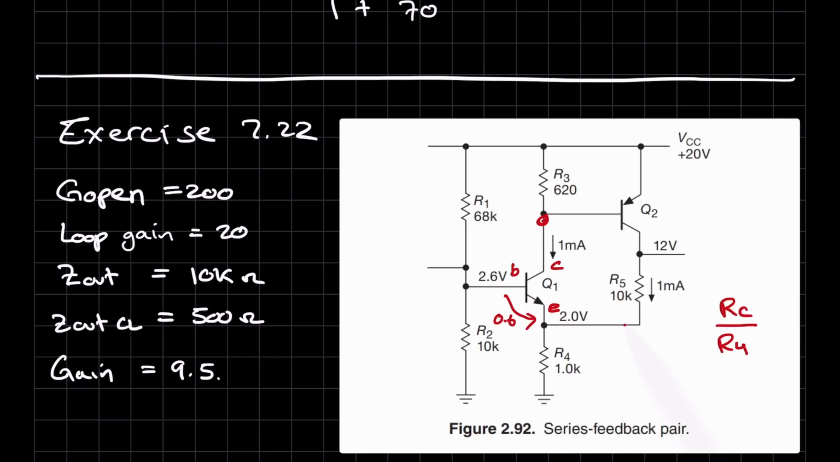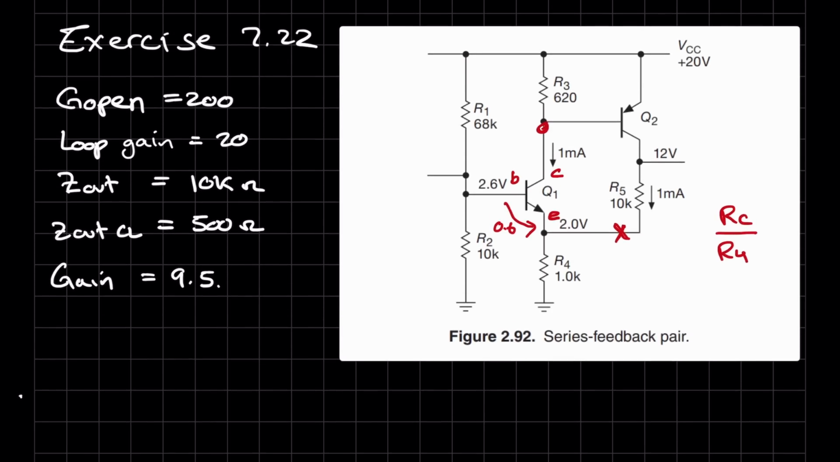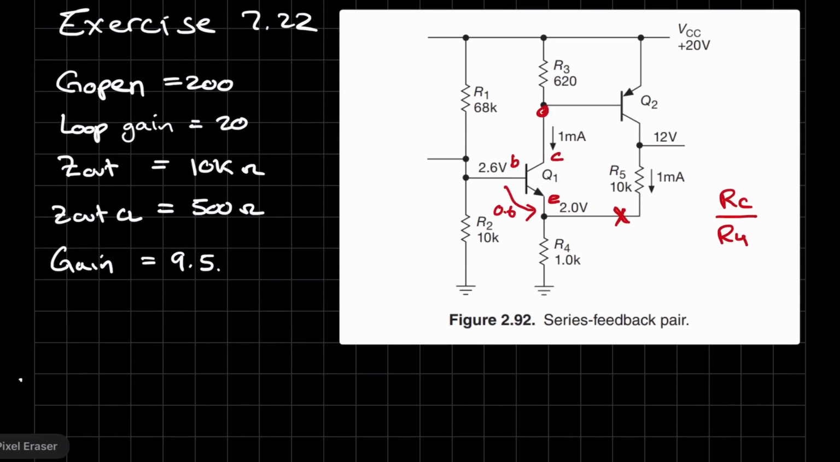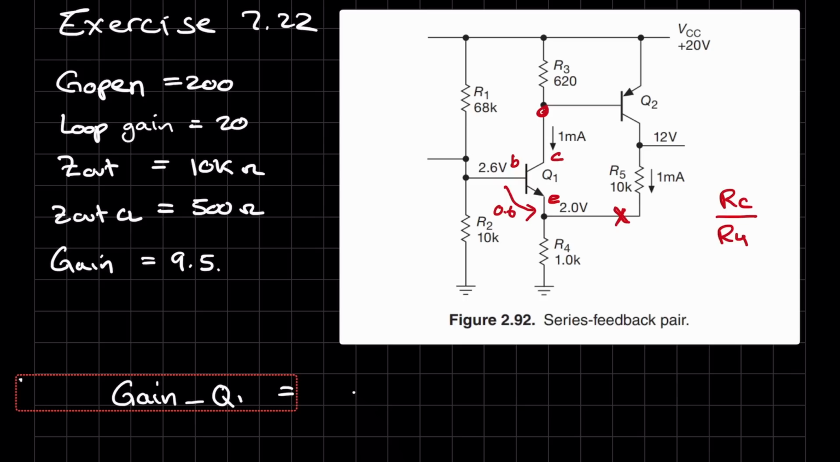For the open loop analysis, what we're going to do is cut this point over here. So we are basically removing the feedback, and then we can look at the open loop gain. So the first part is going to be gain of Q1 is equal to RC over RE.